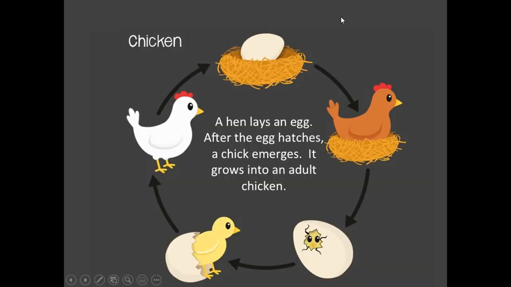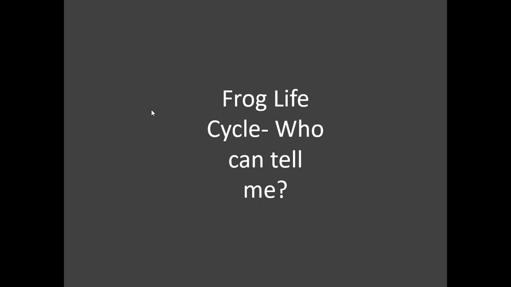Now, you see here, this is an example of a life cycle. So the first thing that happened is the hen, which is a mature organism, is going to lay an egg. After the egg hatches, a chick emerges, right? So the egg is laid and then the chick emerges. Then it grows into a teenager, right? Or a juvenile. And then finally it would grow into an adult chicken. And then the process goes on and on again.